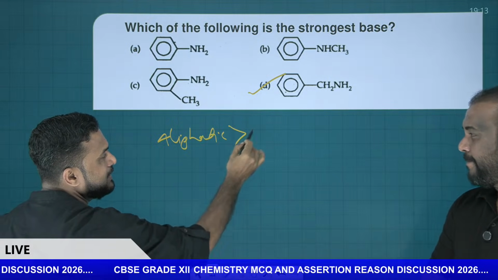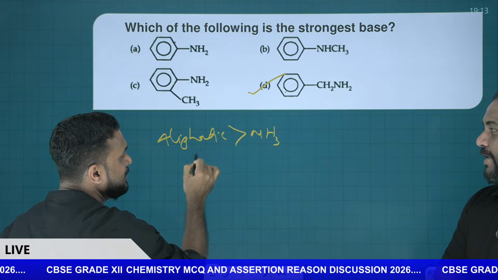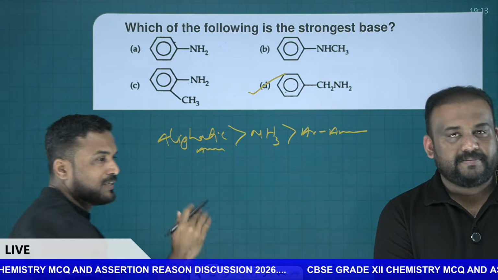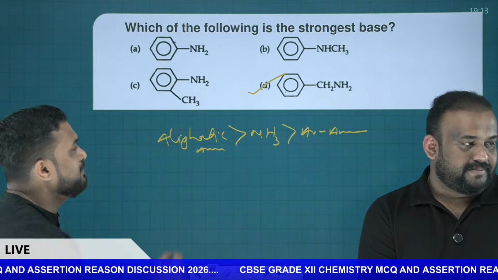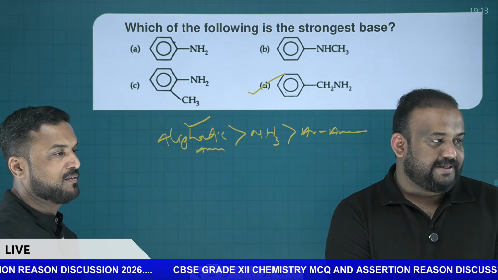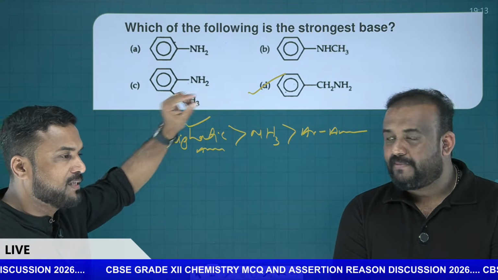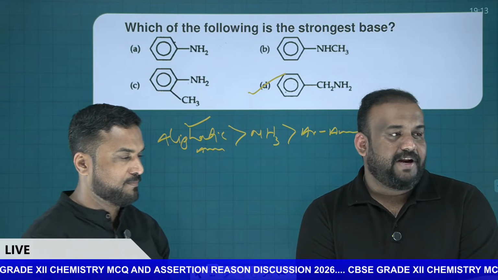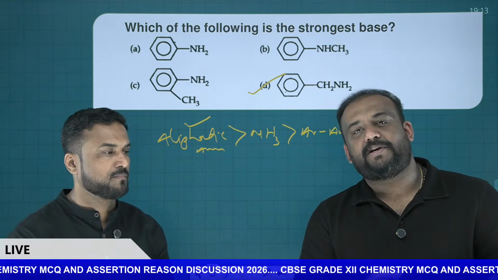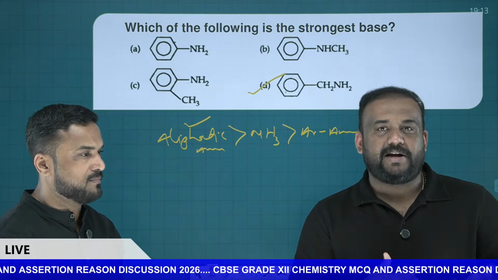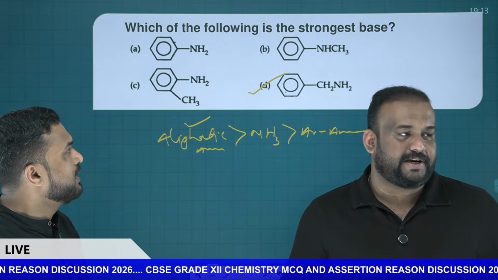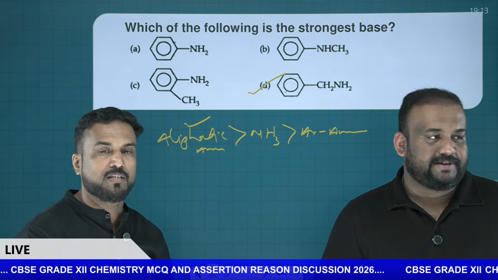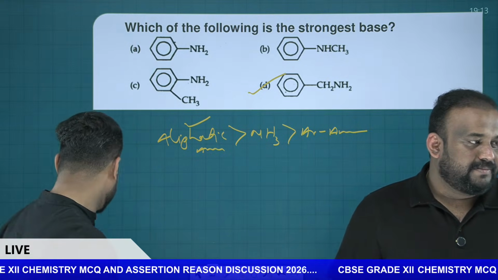Aliphatic amines greater than ammonia, greater than aromatic amines. So the category you keep in mind: we have aliphatic, so we have to choose the aliphatic first. Remaining all are aromatic, no doubt. And even in aromatic, remember that an electron releasing group will increase the basicity and an electron withdrawing group will decrease the basicity. Among these, if they are asking A and C, definitely it will be C, no doubt. CH3 group will increase. Fine, we will go to the next one.